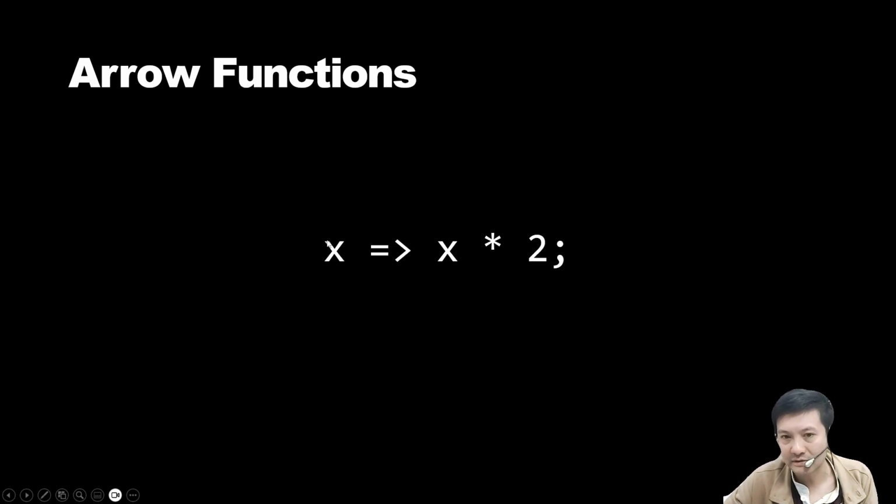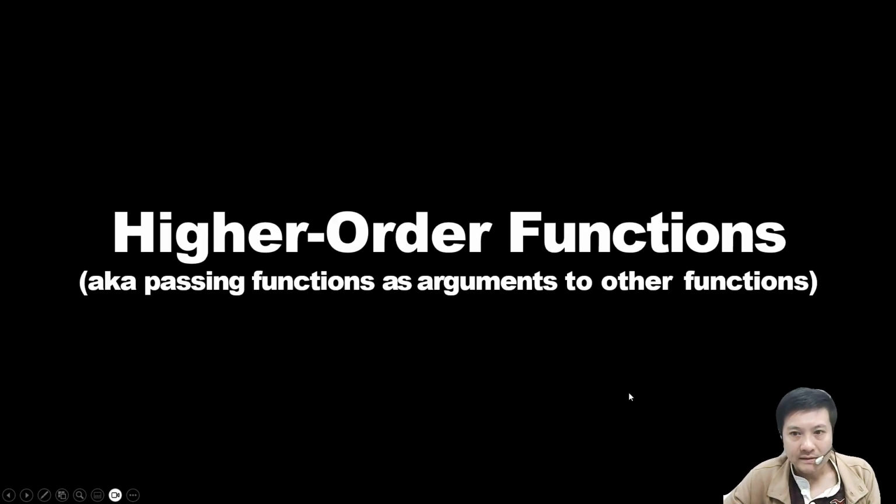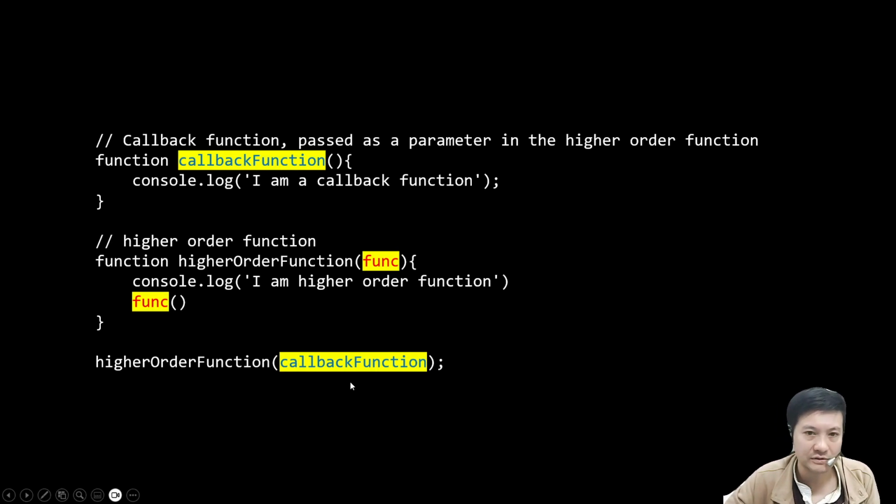This is a function. In some cases we call it a lambda function. You just mention x here, and then this function is called and returns double the value. Since JavaScript is functional programming, it supports higher order functions. What is this? You can use a function as an argument or also return a function. Here's an example of a higher order function.